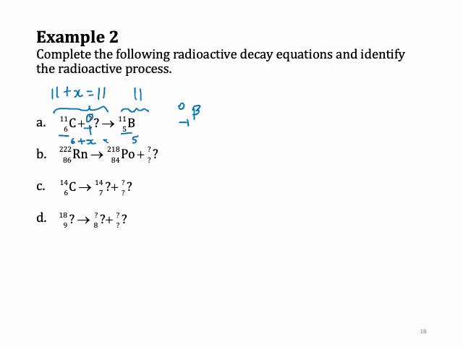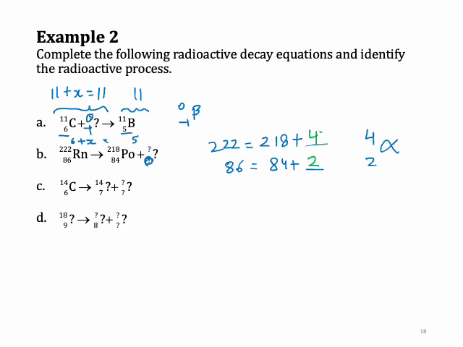The next reaction, 222 should be equal to 218 plus something, which means what is this something? This something is 4. Okay, next I have at the bottom 86 equals 84 plus something plus this number. Which means what is that number? That should be a 2. Okay, which means 2, 4 is released. And what is this particle? Alpha particle. Okay, so that's an alpha particle.